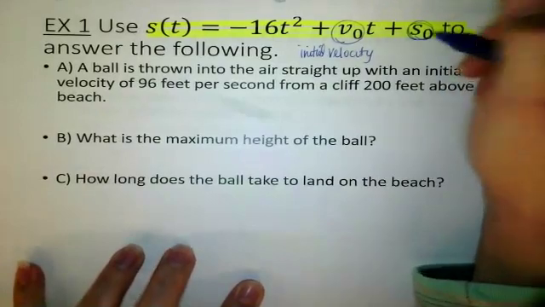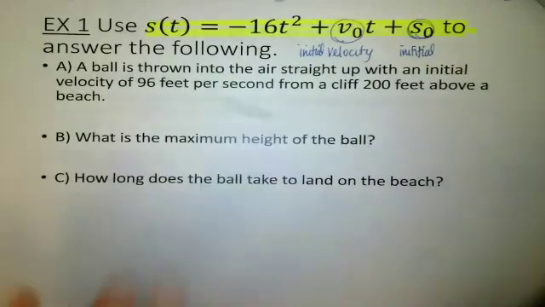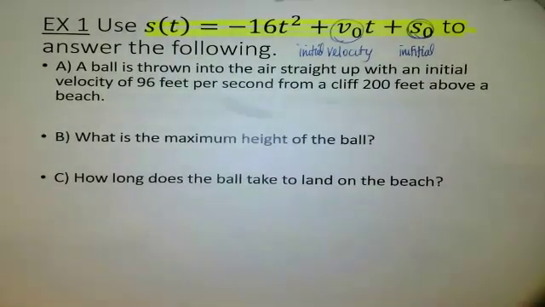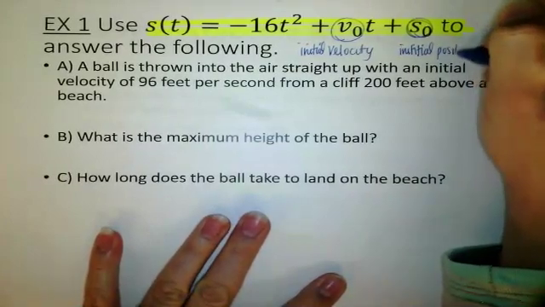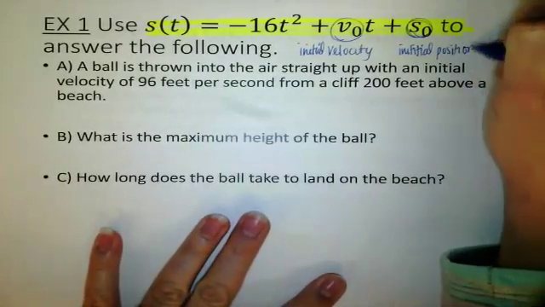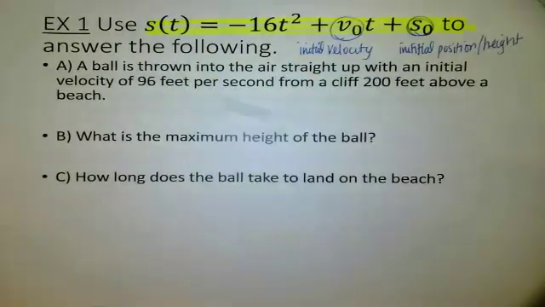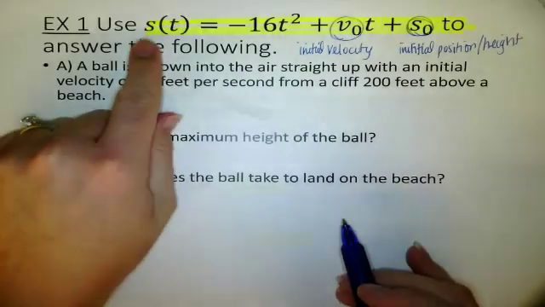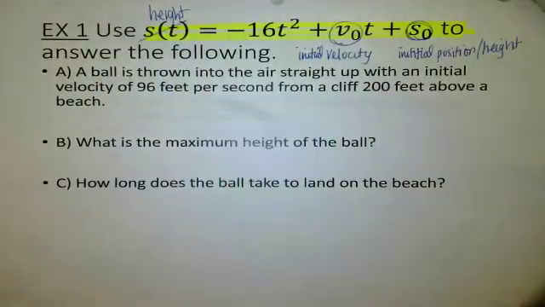Again, the sub-0 represents the initial or starting. They use S. I don't understand why they use S. But S represents the initial position. Or I would say height. Okay, so we're really finding the position of an object, or its starting height. We're finding the height. So their S represents initial position, but we might consider it as height of the object, okay? Height above the ground.